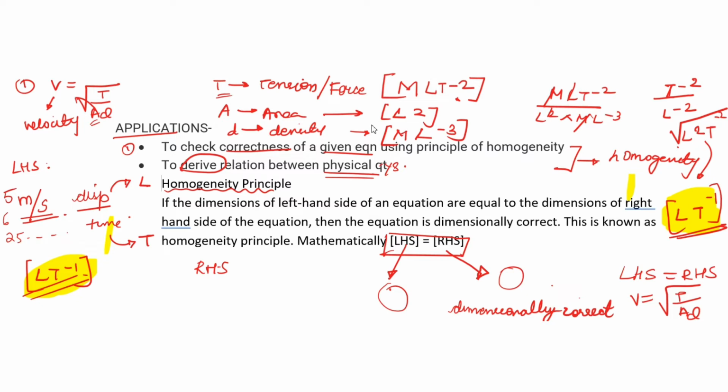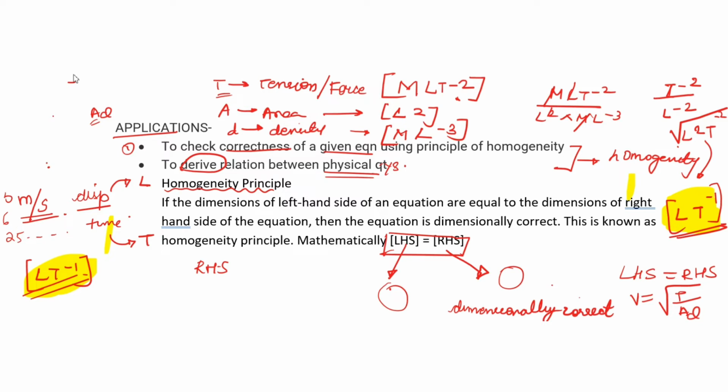Alright, next we move on to the second application, that is deriving the relation between physical quantities. Let's see how we do this. They will give you in the question that a certain physical quantity depends on other physical quantities. They will list out the other physical quantities on which it depends. Now we have to find the relation between all the physical quantities given in the question.